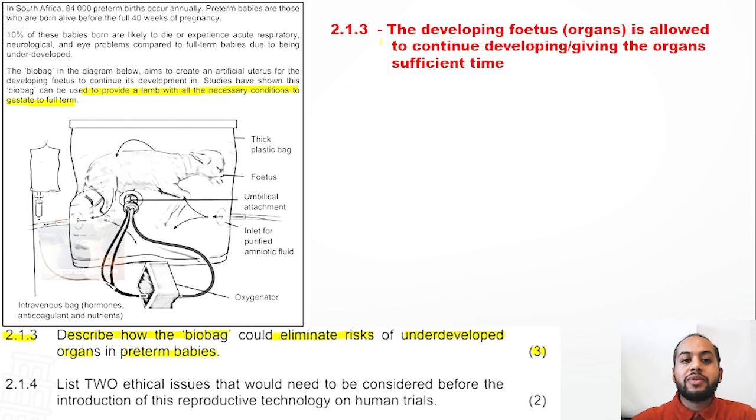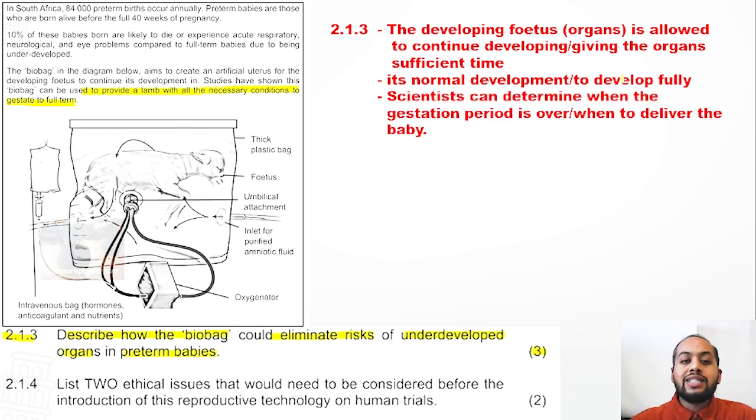Therefore, to answer the question, we can say that the developing fetus or organs is allowed to continue developing, giving the organs sufficient time. So the organs have sufficient time to develop. It's normal development, so it's going to be given time for the organs to develop so that the fetus could develop fully. And once the fetus is developed fully, scientists are then able to determine when the gestation period is going to be over and when it will then be time to deliver the actual baby. So 3 marks for 2.1.3.